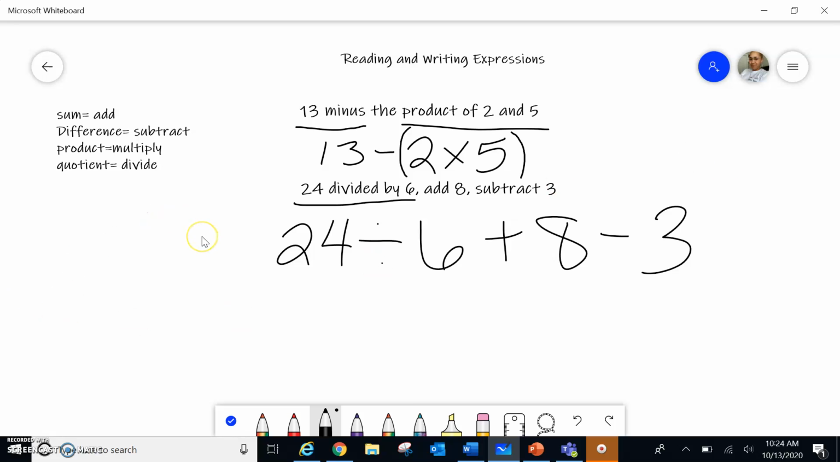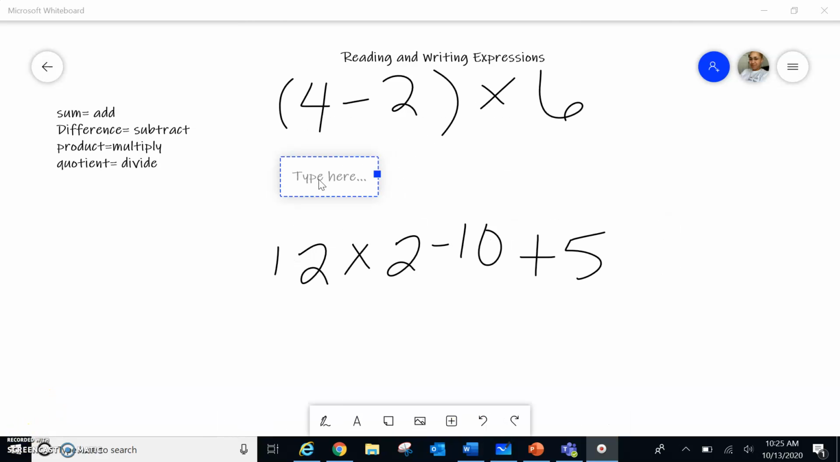Alright, so now we're going to try it the other way around. We're going to do it where we start with it in number form and we have to write it out in word form. Alright, so here we have our two expressions in number form and we want to write these in word form now. So here I have 4 minus 2 times 6. So the first thing I need to do is find 4 minus 2. And if I go back here, I know when I subtract, that means I'm finding the difference.